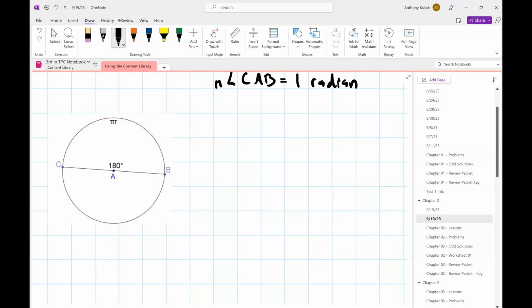So if I look at this picture, what's the measure of the angle CAB gotta be? 180, great. And what's the measure of the arc CB?